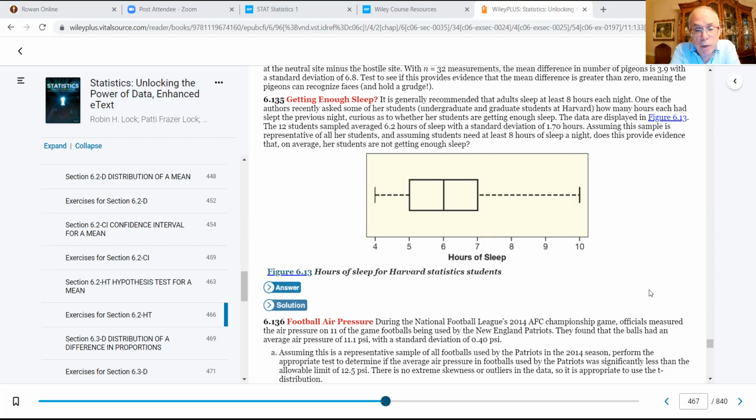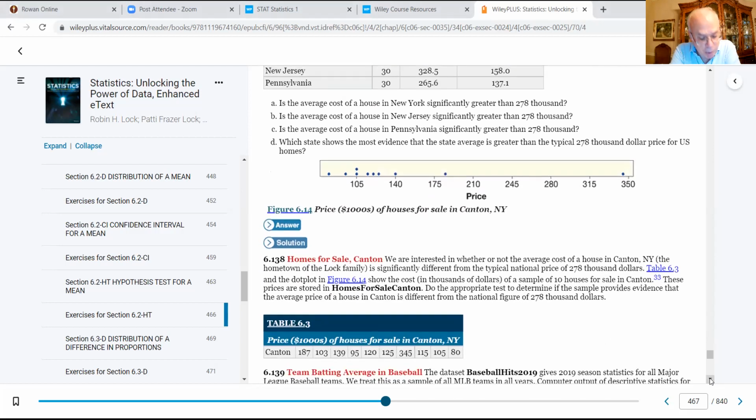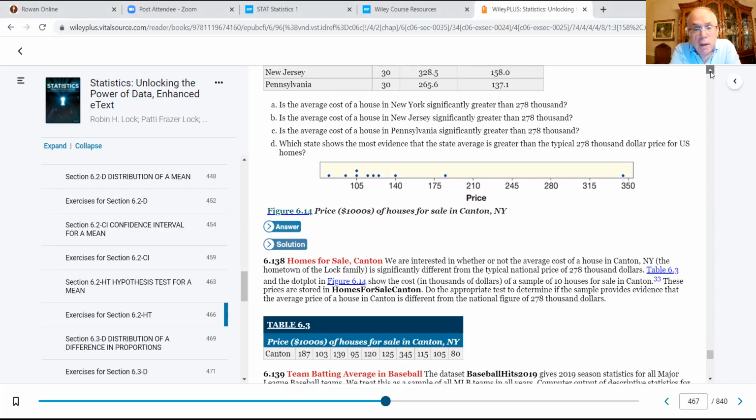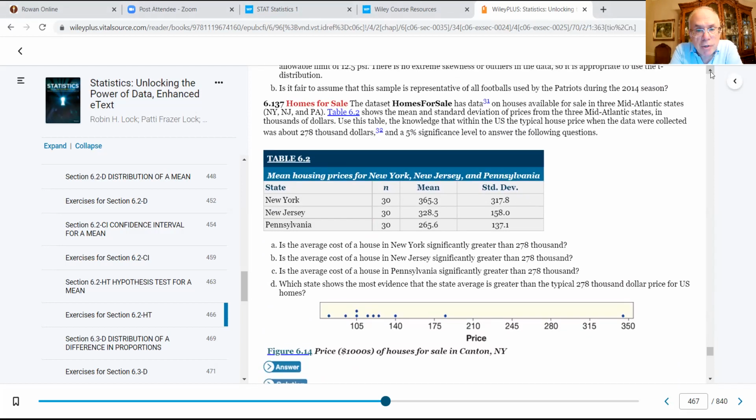We could also look at 6.137 as an example. What we just did, of course, was a left tail test. 6.137, this one here. Homes for sale. It says this is a data set that's in StatKey. These are houses available for sale in 3 mid-Atlantic states: New Jersey, New York, and Pennsylvania. There's a table right here that shows there's 30 that were randomly selected from each of the 3 states.